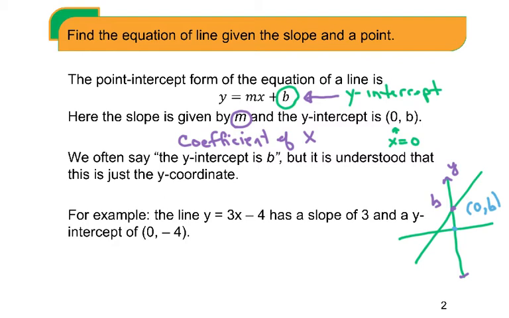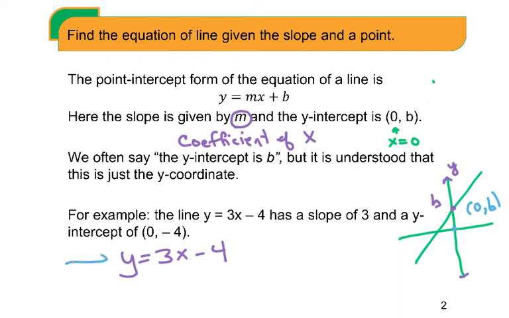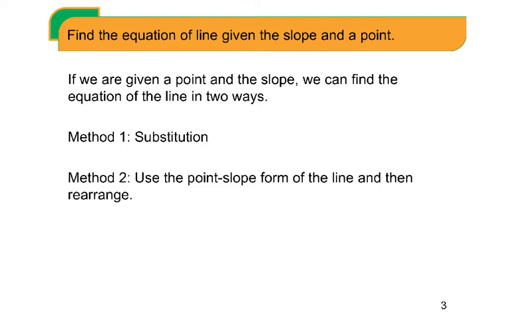Now, here's an example. y equals 3x minus 4. If you look back to this equation here, there's a lot of information available to you already. I know the slope of this line is 3. It's positive, so it's going to be going uphill. Its y-intercept is negative 4, for the point (0, negative 4).